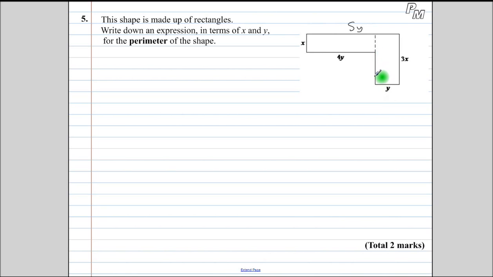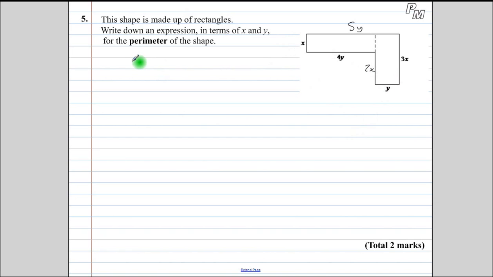Now let's talk about this side. We know this long side here is 3x and this short side is x, but we also know that this side plus this side must be the same length as this side. So to do this side here, we would work out 3x take away x. But when we do 3x take away x, that simplifies down to 2x. So we can write this side as 2x.